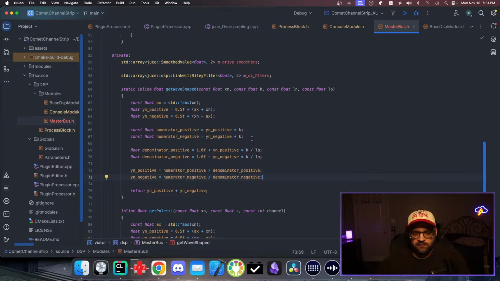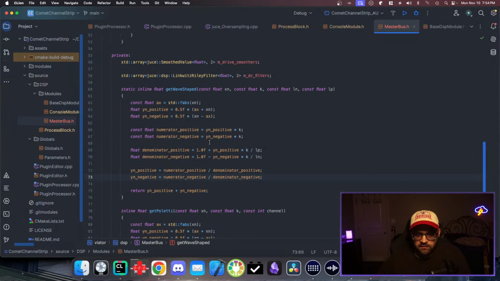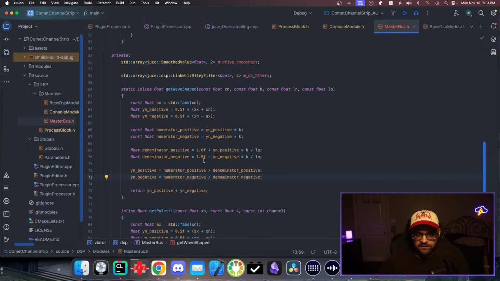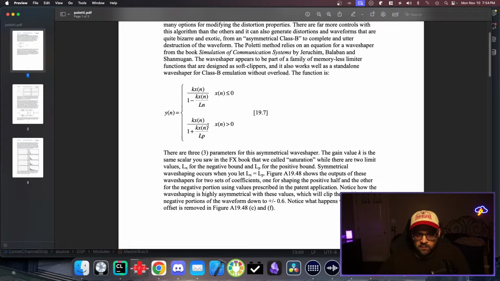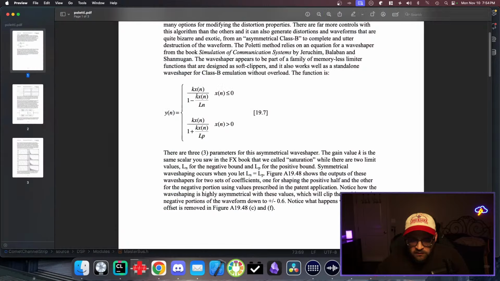So let me just make sure, I just want to check the equation real quick. Our numerator is definitely correct, right? Okay, so then it's numerator divided by n, right? Denominator positive is, or I'm sorry, denominator negative is 1 minus yn negative. Oh, I think I just made a huge mistake. 1 minus yn.